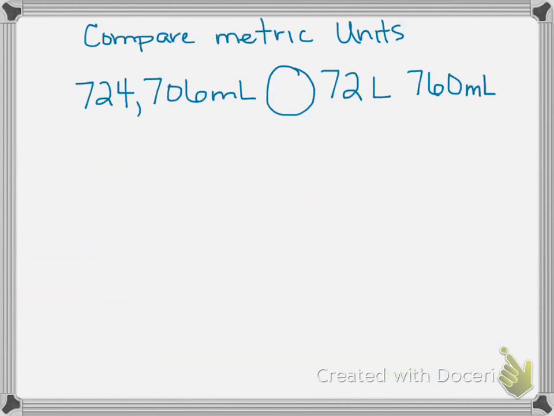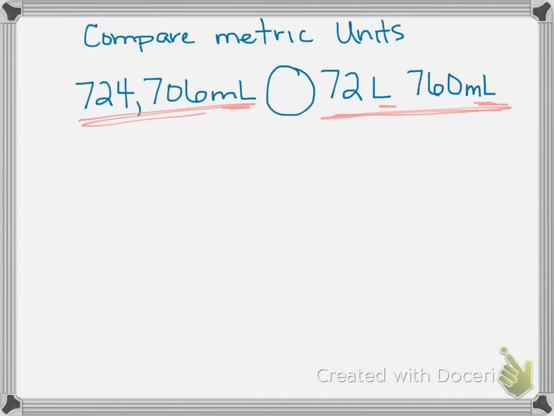Okay. Something we haven't really done yet is compare metric units. So notice that we have milliliters, liters, milliliters. And it's hard to compare when we don't have the same units. So what I'd like you to do here is to get the same units. Now you can either convert this to mixed units, turn it into liters and milliliters, or take this and convert it all to milliliters.